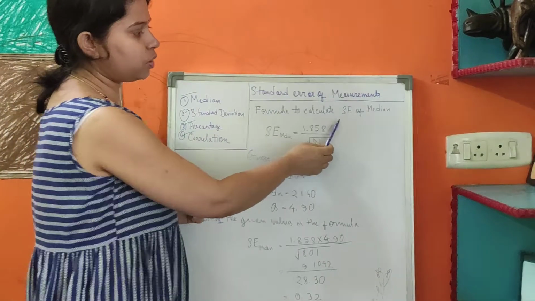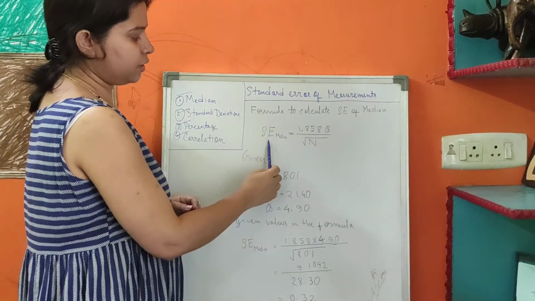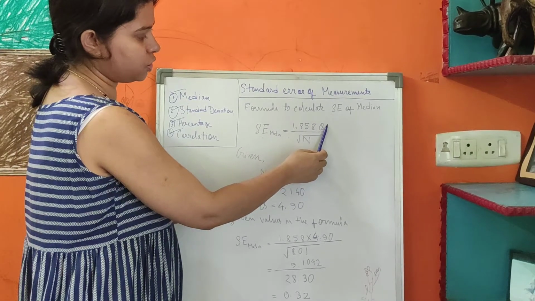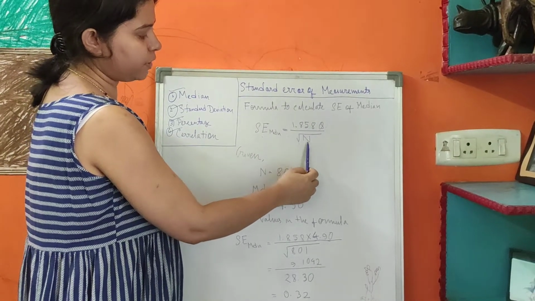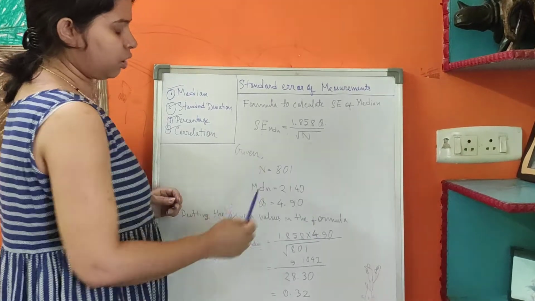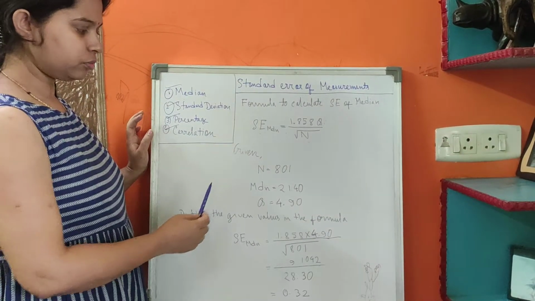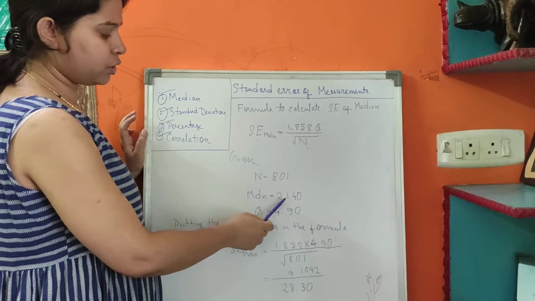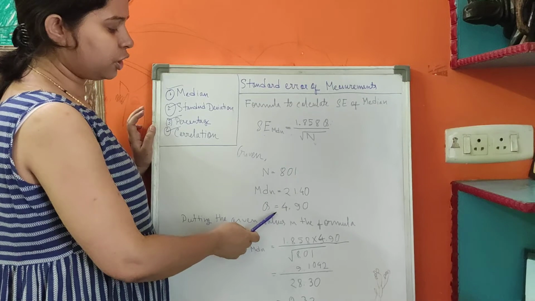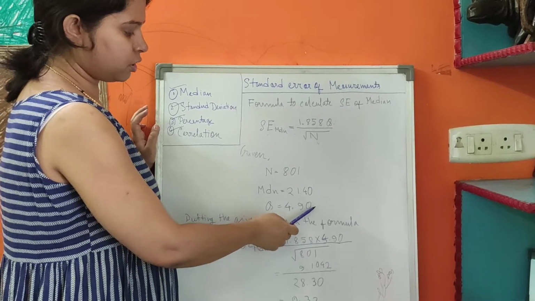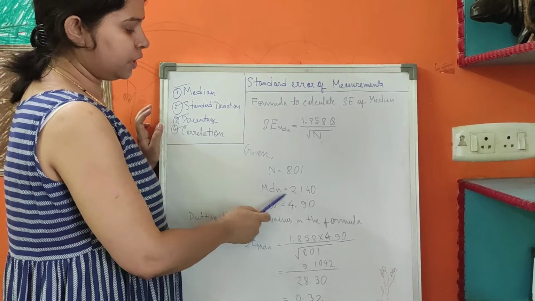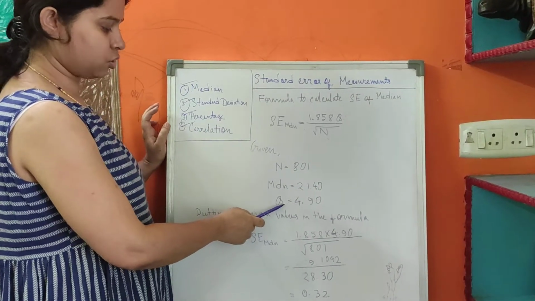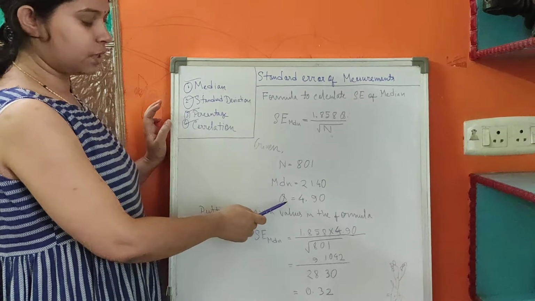The formula to calculate the standard error of median is equal to 1.858 Q, which is the quartile deviation, divided by square root of n. Now in a given question, n is equal to 801, median value is 21.40 and Q is 4.90. When there is a median value, to calculate the deviation of the median we use the quartile deviation. So that's why the value of Q is given here.